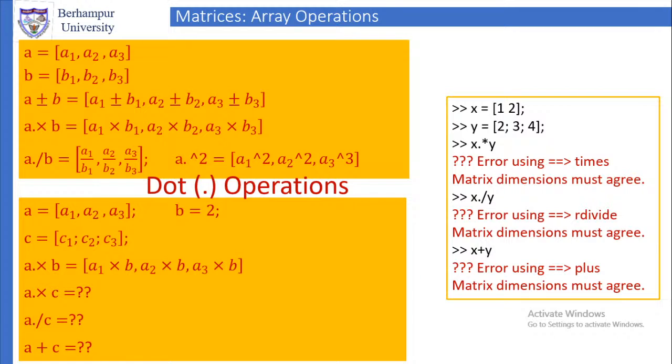Similarly, X dot slash Y will give you an error message. An error message always comes like this: 3 question marks, then error, then using something. Here rdivide, right divide. rdivide stands for right divide. Matrix dimensions must agree. Even if you write X plus Y, it will give you error using plus. Matrix dimensions must agree. So here dimensions are not agreeing, therefore you are getting an error. Okay.